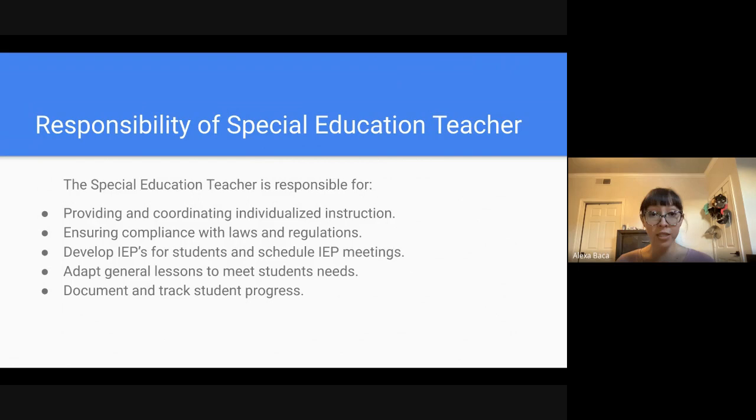So, the responsibility of the special education teacher. Henry's special ed teacher is responsible for providing and coordinating individualized instruction. He'll be working with her in a smaller group setting. She will ensure compliance with laws and regulations. She will develop an IEP for him and schedule all of his IEP meetings. She will adapt general lessons to meet his needs. And she's going to also document and track his progress so we can ensure that he's making progress towards those goals we talked about in the beginning.